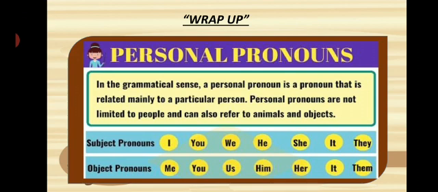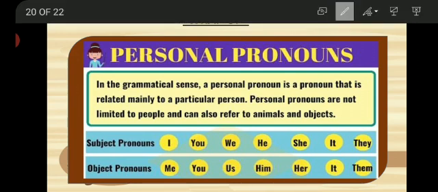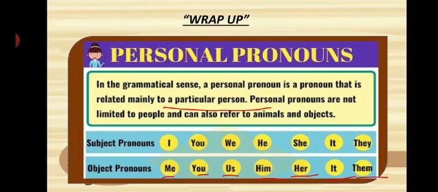Now, a quick wrap up, student. You may say a big fat review. So, the personal pronouns. In the grammatical sense, a personal pronoun is a pronoun that is related mainly to a particular person. As I told you earlier in the previous slide, personal pronouns are not limited to people. They can refer to animals, objects, or persons as well. It can be male or female. So the subjective pronouns are I, you, we, he, she, it, they, and their objective pronouns are me, you, us, him, her, it, them, and I told you earlier about them as well in the previous slide.